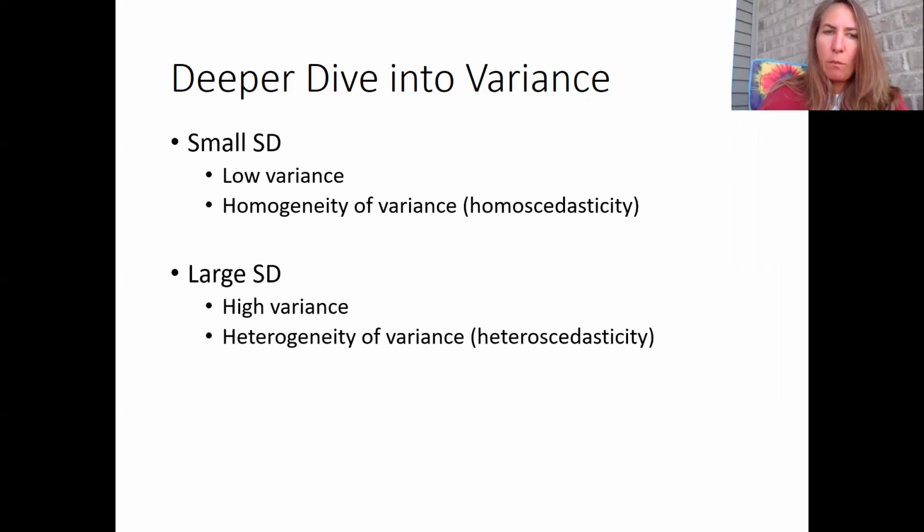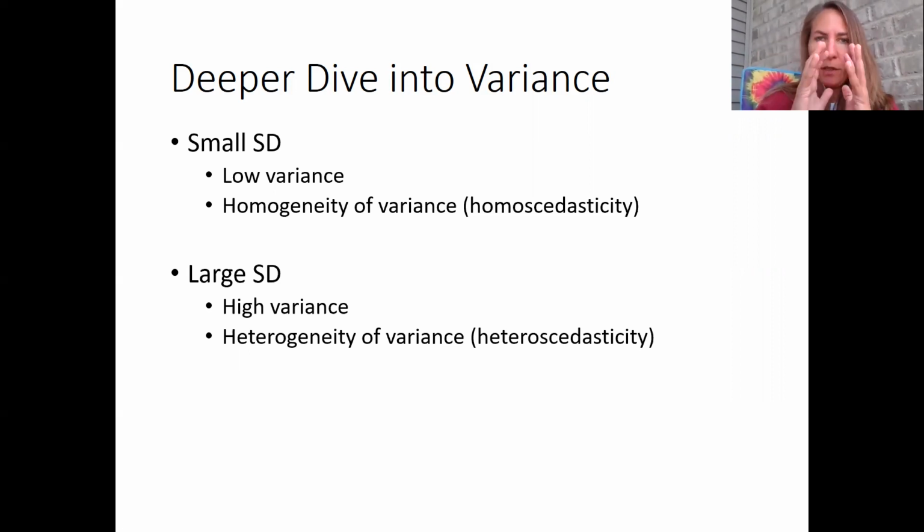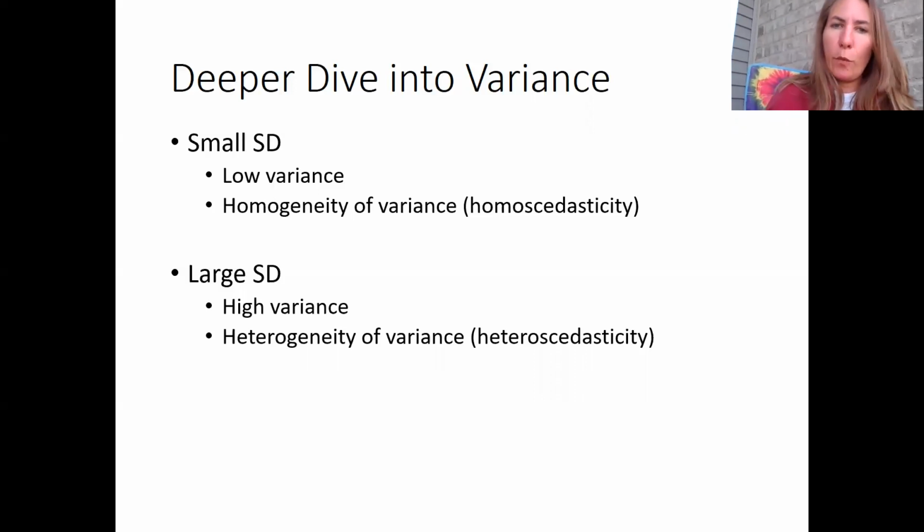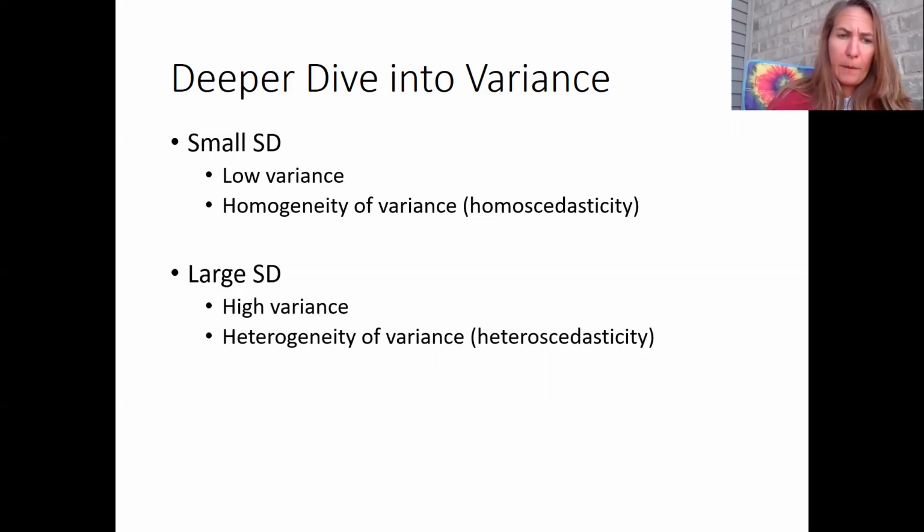Whenever we have a small standard deviation, that means that on average, our data is clustering about the mean. So we have a very small standard deviation. Most of our data points are close to the mean. So we don't have very much variance in our data here. This is called the homogeneity of variance, or also homoscedasticity. That's the term for that. That means that we have a small standard deviation. That means we have low variance in our data.